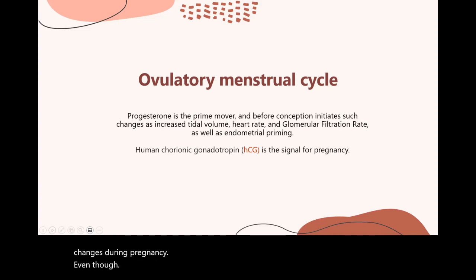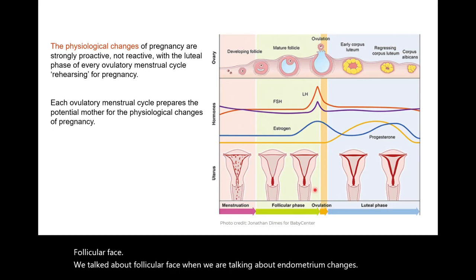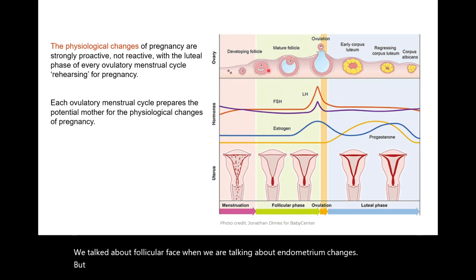The human chorionic gonadotropin hormone will be the one that we'll be searching for when the patient is pregnant. We have the follicular phase; we talked about the follicular phase when we were talking about endometrium changes, but also in the ovary, when we have a developed follicle before ovulation.